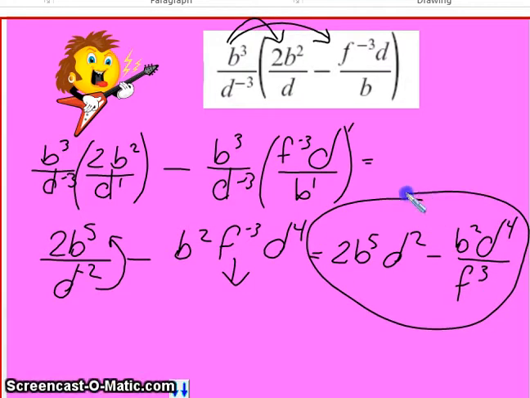Now this is part of my solution. The other part is to say that the denominator cannot equal 0, so f to the third is in the denominator. Now the only number that I could plug in for f that would make that denominator 0 is 0. So f cannot equal 0.